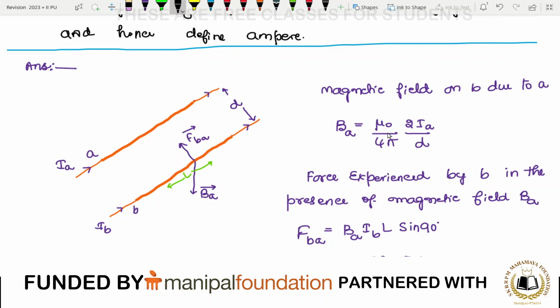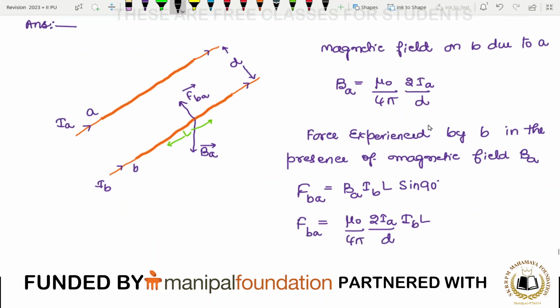One more note point you can take here. Multiple choice questions can come. Now, two wires carry current in the same direction. What is the nature of force between these two? When two wires carry current in the same direction, as you can see here, the nature of the force is attractive. They are going to attract each other.